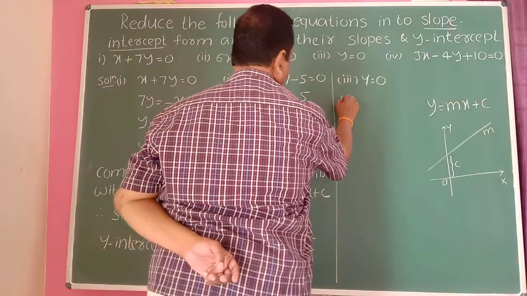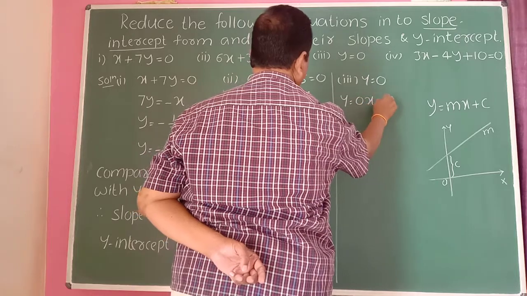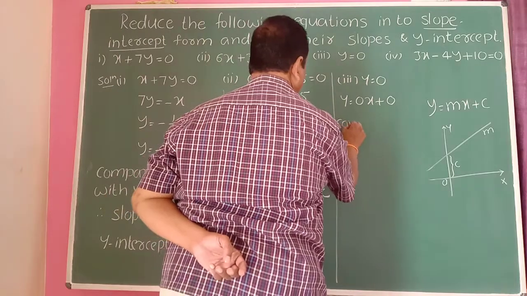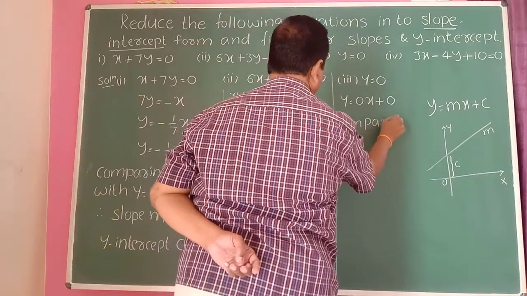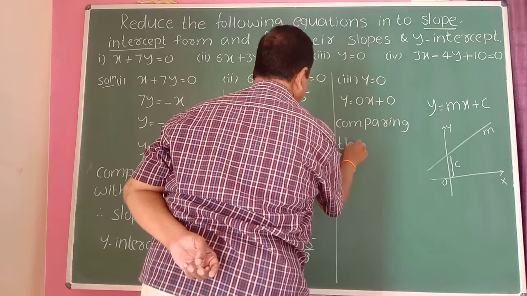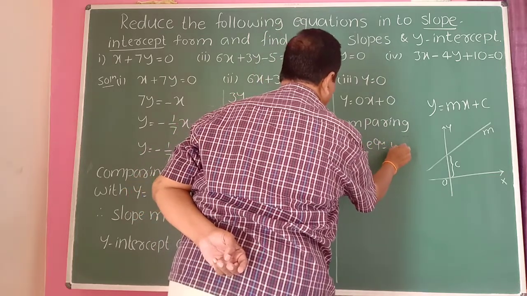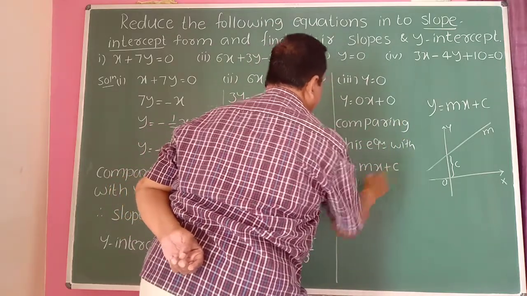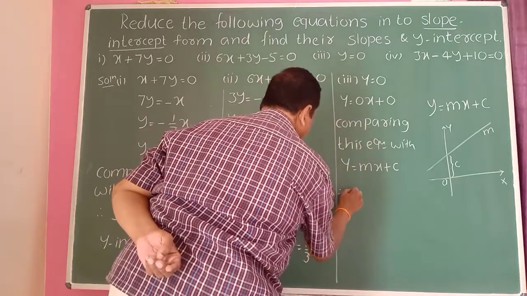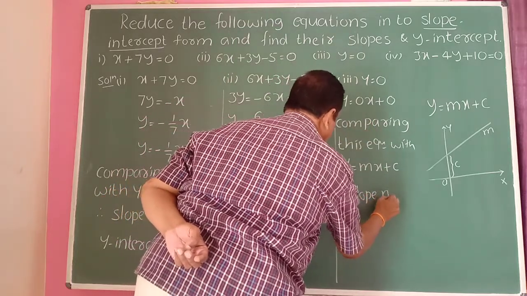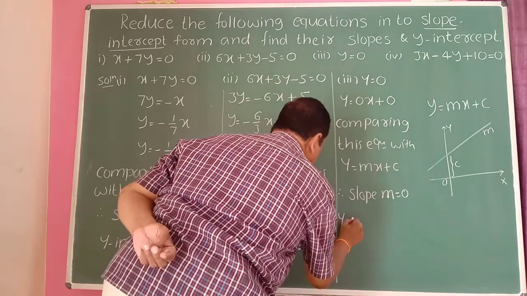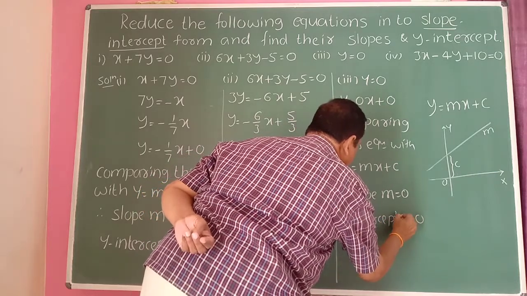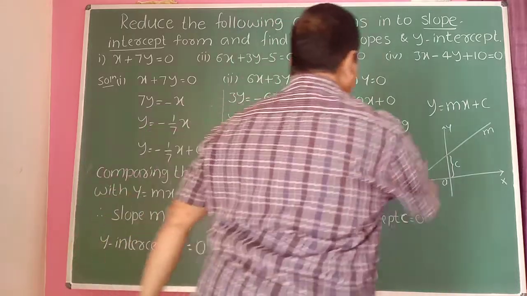So we can write this equation as y is equal to 0 into x plus 0. Therefore, comparing this equation with y is equal to mx plus c, m is equal to 0. Therefore slope m is equal to 0 and y-intercept c is also 0.